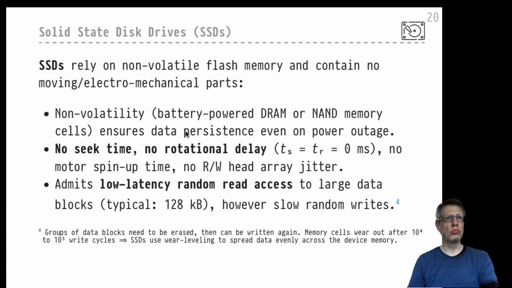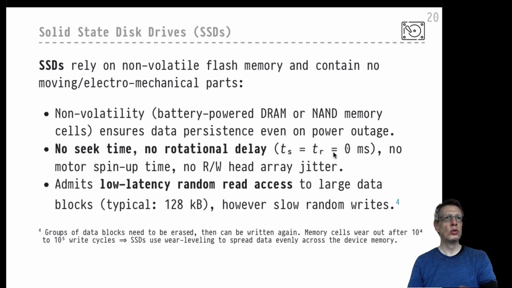Accessing such DRAM-like memory, of course, incurs no seek time or rotational delay. There are no electromechanical parts involved, no motors, no rotation, no platters. So the seek time and the rotational delay are actually absent. There is no such thing. All that we would incur is the transfer time. No motor spin up, no jittering of read-write heads and so on. Perfect. That should actually admit low latency, so very fast random read access.